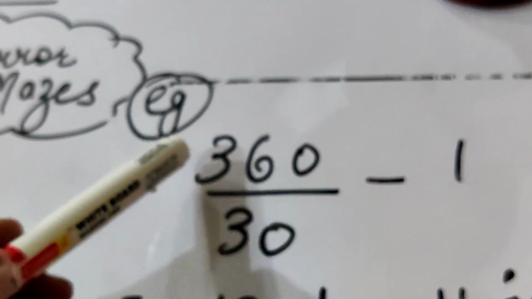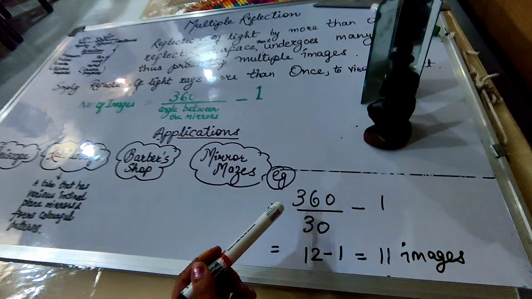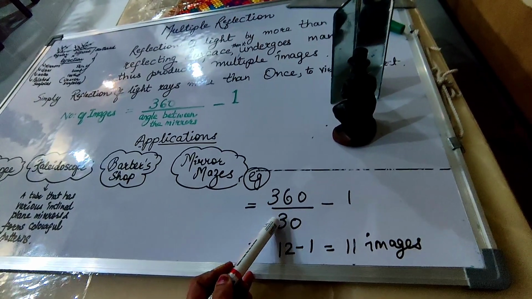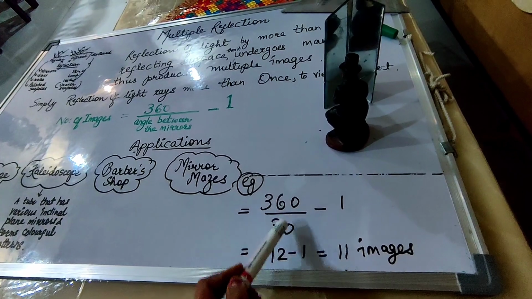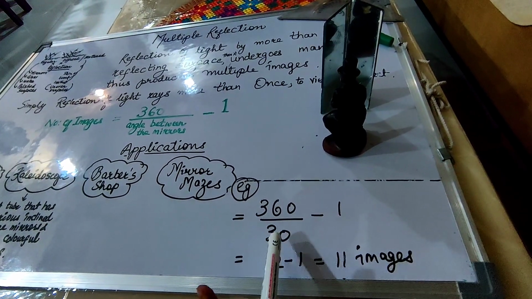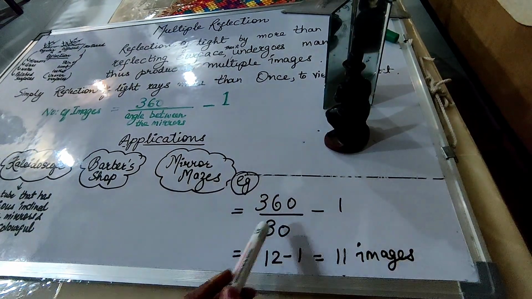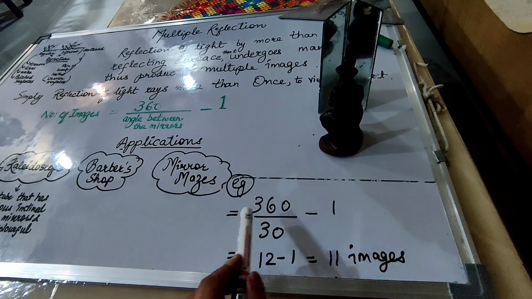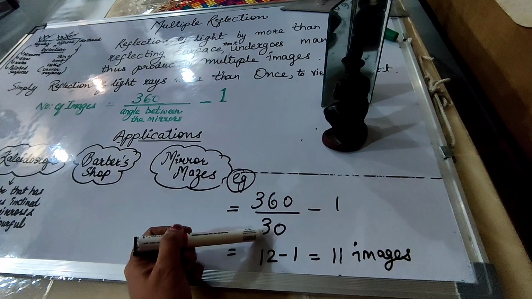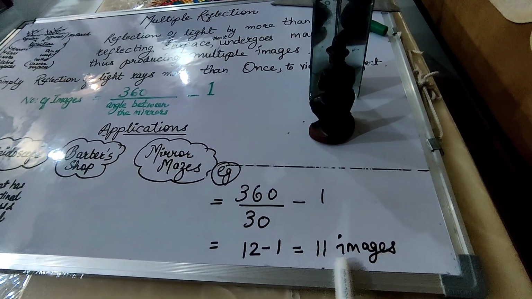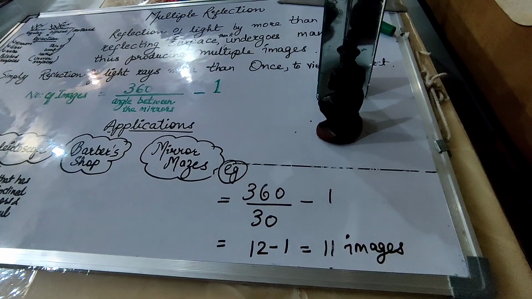If I keep the angle to be 30 degrees, how many images will I get? 360 divided by 30. First divide, right? Then subtract. Students usually make this mistake. They don't keep in mind the BODMAS rule. So first divide it: 360 divided by 30 is 12, then 12 minus 1, and how many images will you get? You will get 11 images.